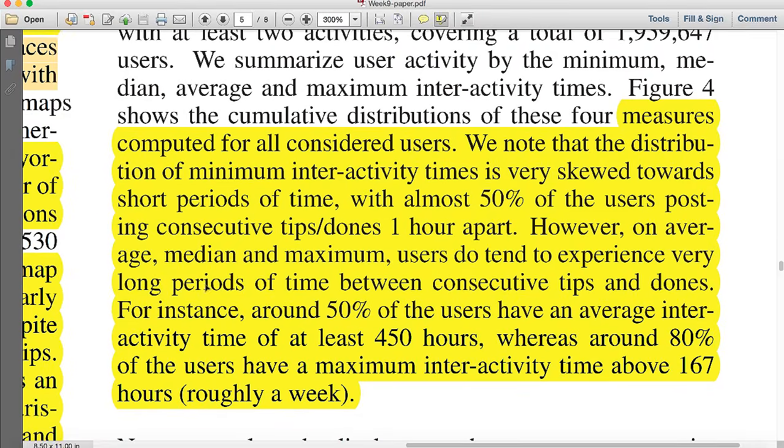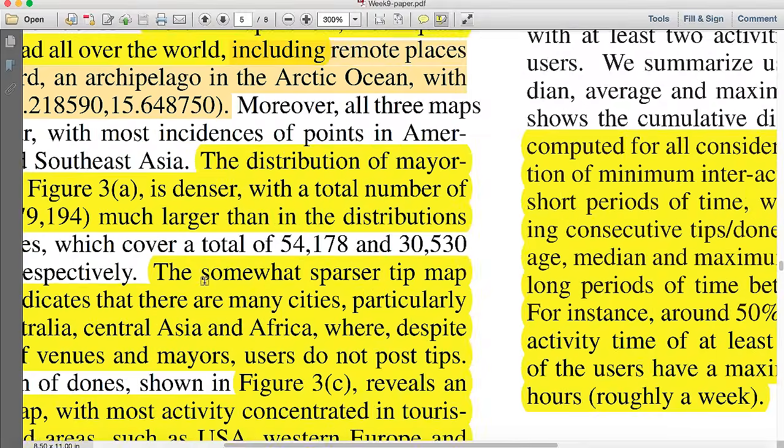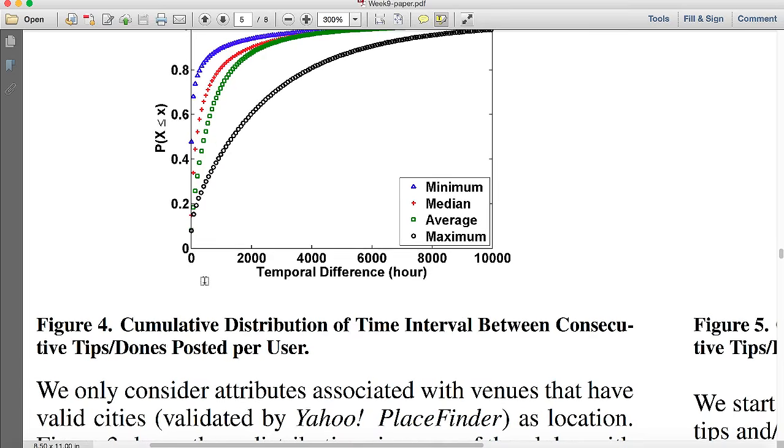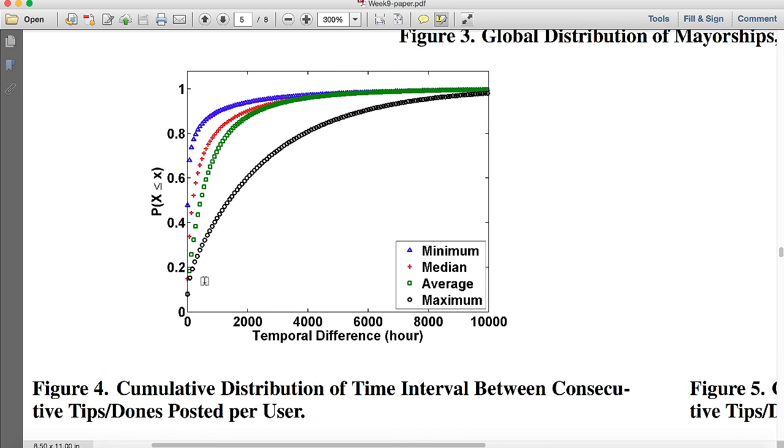So now let's look at figure 4. Figure 4 is showing you the cumulative distribution of time interval between consecutive tips and don'ts posted per user. Why is this interesting? This is interesting to find out about the activity, or the frequency of activity, of the users.